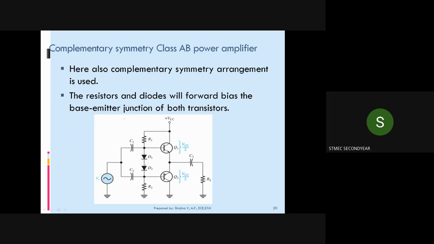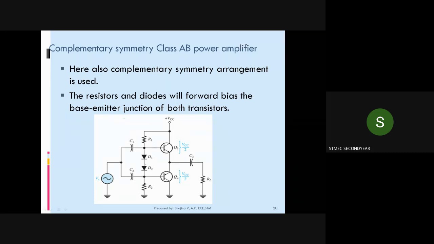Okay, all other configuration is same. The difference is that in addition to resistors we are using diodes also, in order to fix the base emitter voltage of the transistor. So we are setting the Q point slightly above the cutoff point, or we can say initially, without any input signal also, both the transistors will be in conducting condition.